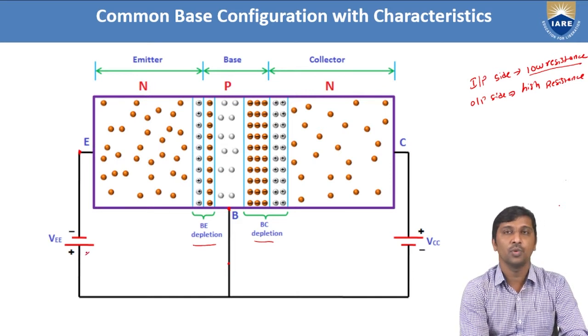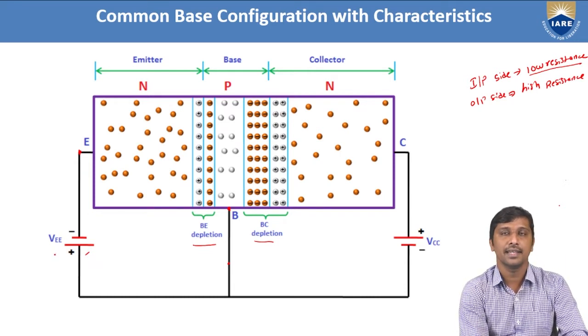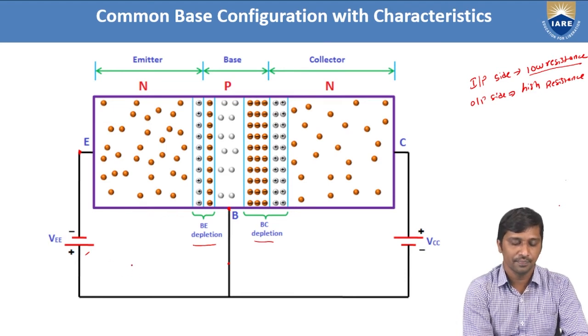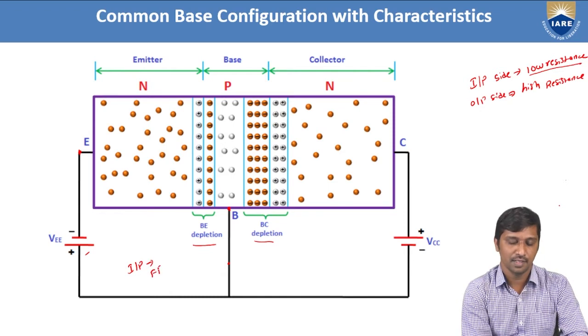Due to this external force between the emitter and base, I represented it as V suffix EE. Due to this energy, this particular PN junction acts as a forward bias diode. When it is a forward bias diode, we know that this particular junction offers a very small forward resistance. So this is the input junction, and this input junction acts as forward bias. Hence, it offers a diode forward resistance that should be very small.